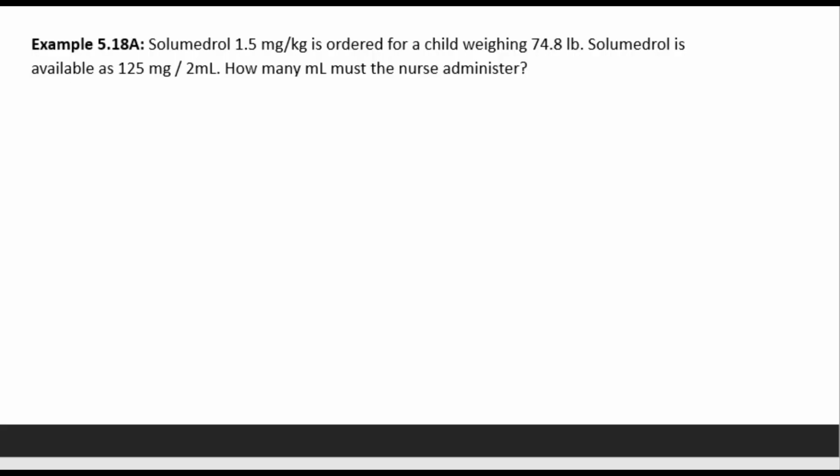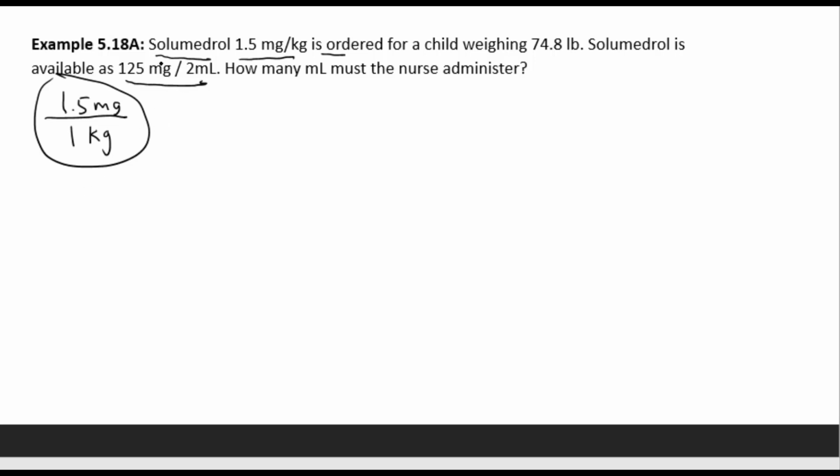All right, these are not hard, but you have to understand what it is that you're doing. And I'll try to walk through this with you. So this is the medicine, and that's what's ordered. And this means 1.5 milligrams for every 1 kilogram the patient weighs. So that is what was ordered.